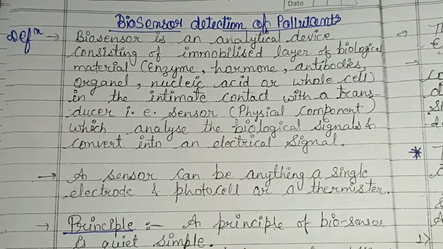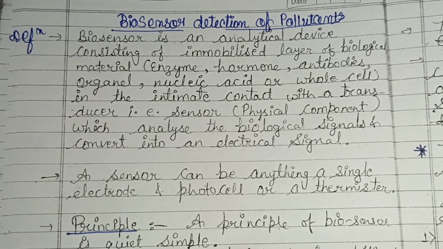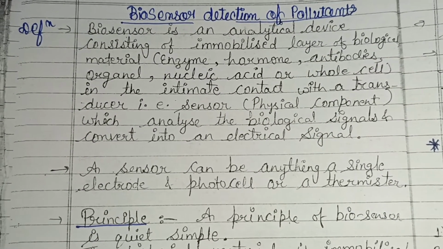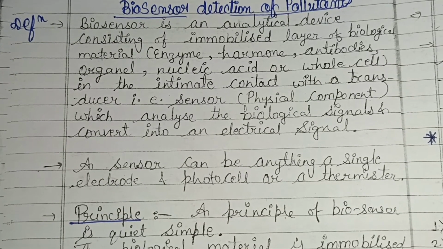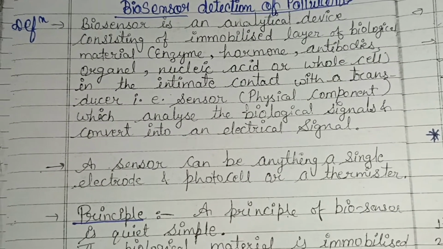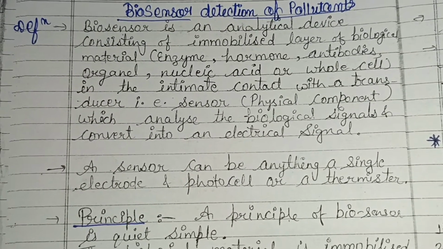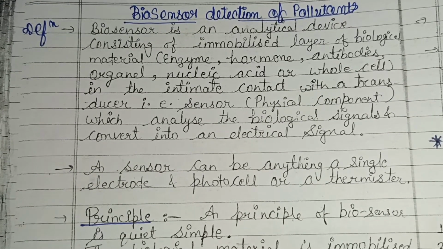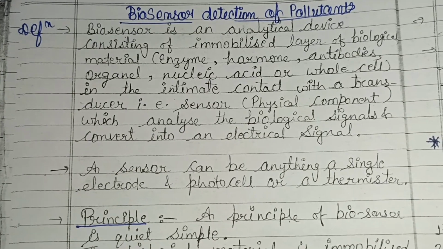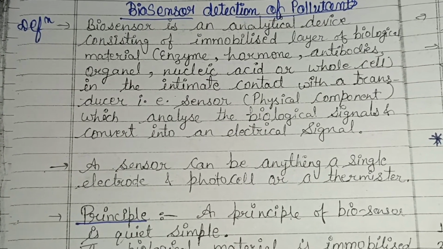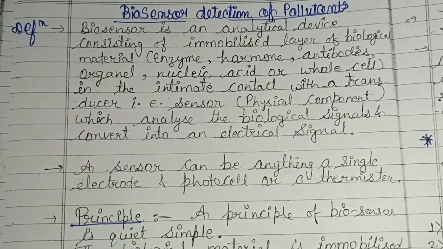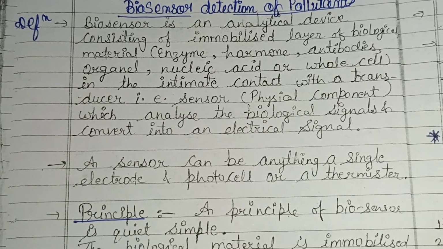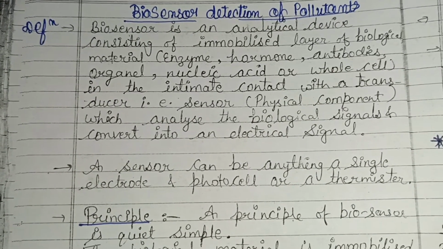Today's topic is biosensor detection of pollutants. Definition: a biosensor is an analytical device consisting of an immobilized layer of biological material, that is enzyme, hormone, antibodies, organelles, nucleic acids, or the whole cell, in intimate contact with a transducer, that is a sensor, which is a physical component which analyzes the biological signals, that is it detects the presence of a biological material and converts it into an electrical signal.